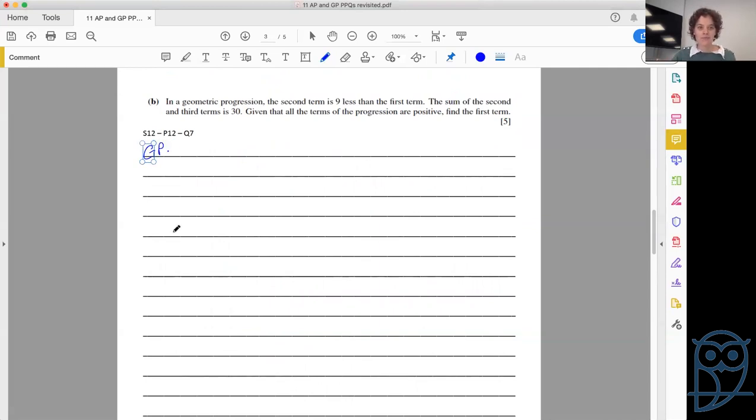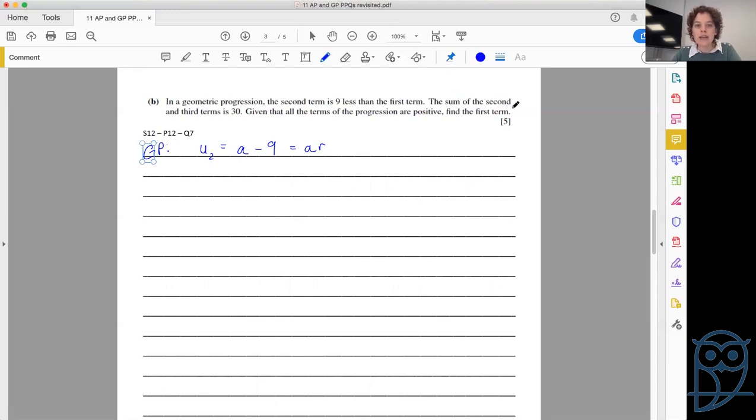GP. It's always good to ground yourself so you know which set of formulas you're using. The second term is 9 less than the first term. So U2 equals A minus 9. But we never leave it at that because we have a U2, so we have equals AR.